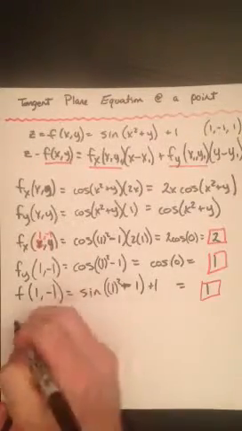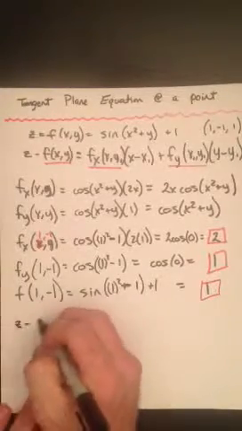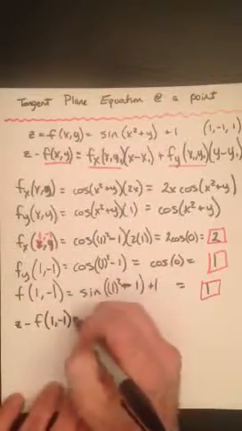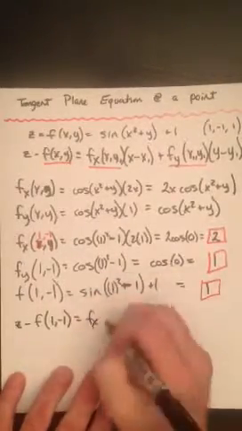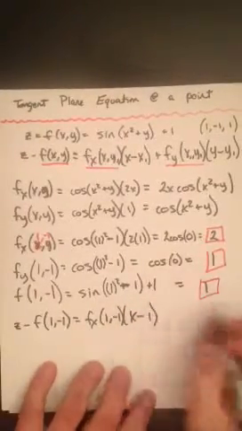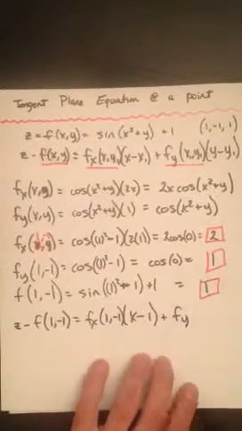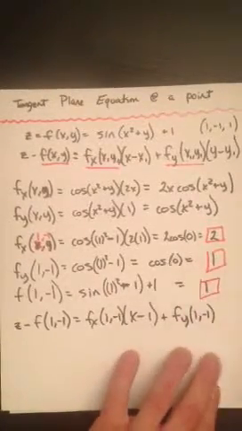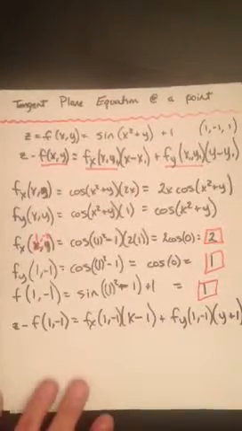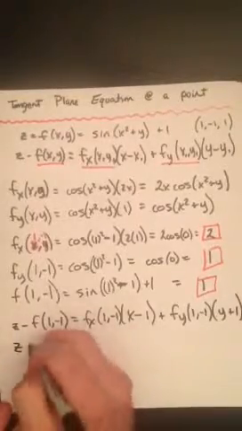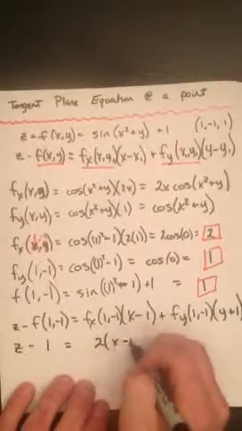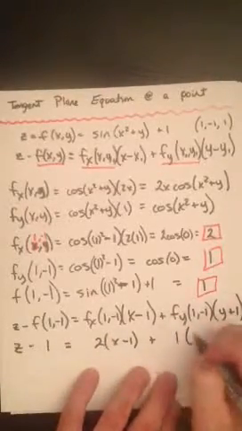Subbing all this back into our equation: z minus the f function at the point (1, -1) is equal to the partial, let's write this out, multiplied times x minus 1, plus the partial with respect to y of (1, -1) multiplied times y, and it would be a plus 1. Okay, we'll enter our values that we found and did the dirty work to figure out. Equal to 2 times x minus 1 plus 1 times y plus 1.